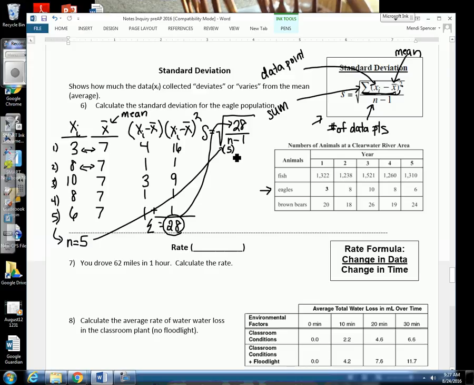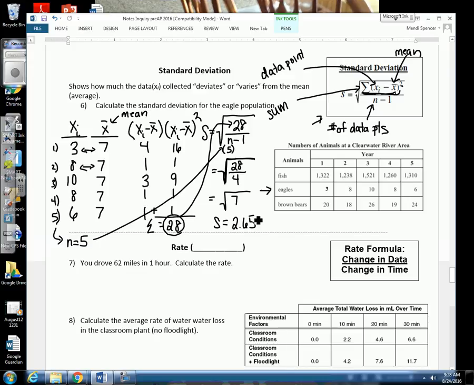So let's go ahead and simplify a little bit. I have my standard deviation right now equals 28 divided by 4. And I want to make sure you understand that 28 divided by 4 is all under the square root. It's not just the square root of 28. So first we're going to have to take 28 divided by 4, and then we're going to square root that number. 28 divided by 4 gives us 7, and that's under the square root. When I plug that into my calculator, my standard deviation is 2.65.